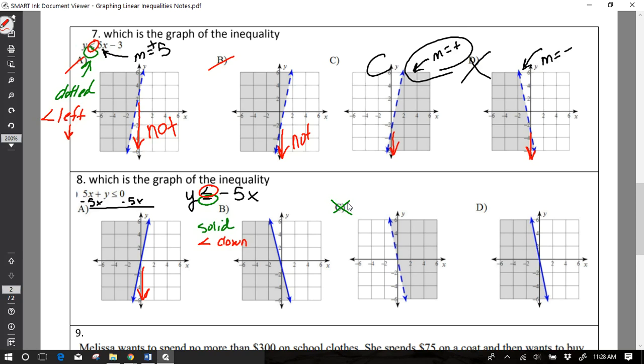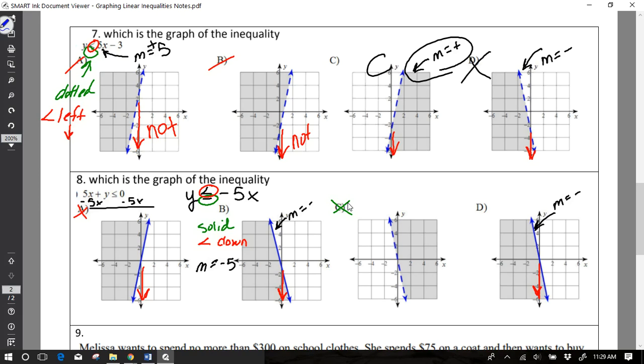Okay. So it cannot be A because it's not being shaded down. What about B? Yep, it can be B. And D, yes, it can be D. And then now let's look at the slope, okay? M equals negative 5. Which one of these has a negative slope? So B and D both have a negative slope. So what is the last thing that you could think to look at?